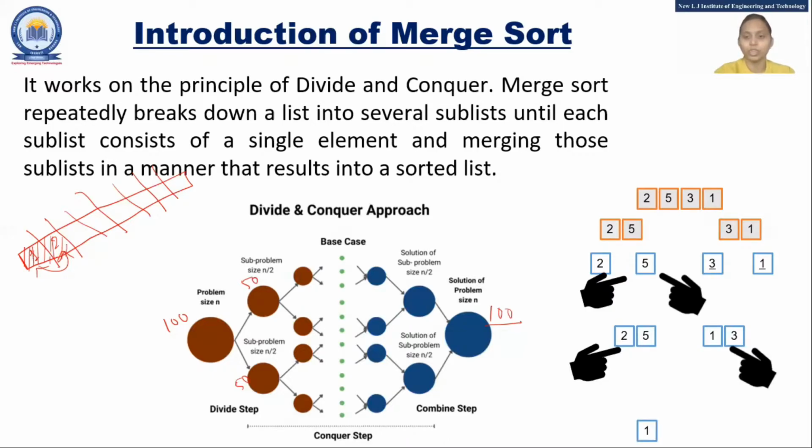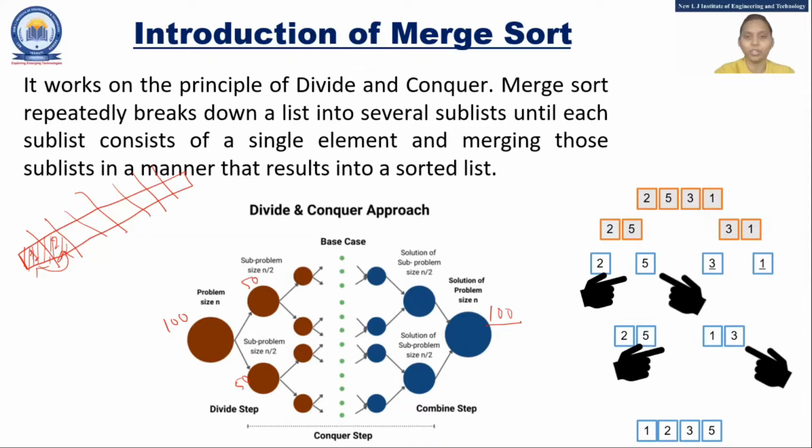Now check 3 and 2, which number is smaller? 2 is smaller, so take 2. But in case 3 was smaller, then 3 would be taken. In our example, 2 is smaller, so I move my hand ahead and 2 is taken. Now 3 is smaller than 5, so 3 is taken. Then 5 is taken. So my final list is already in sorted order after doing the merge sort.